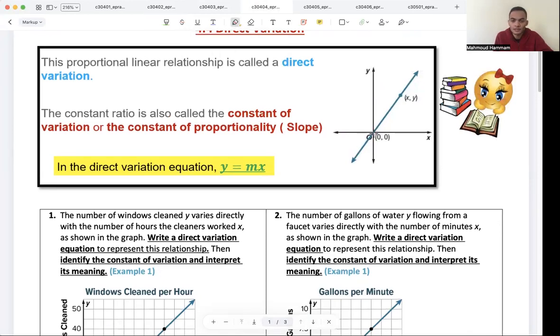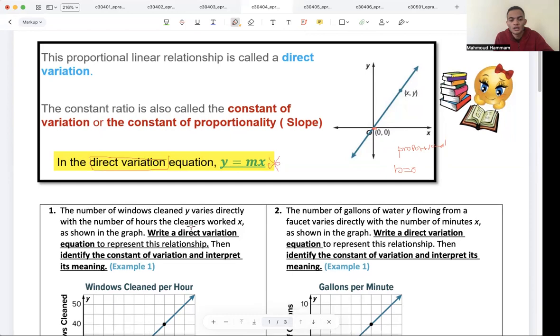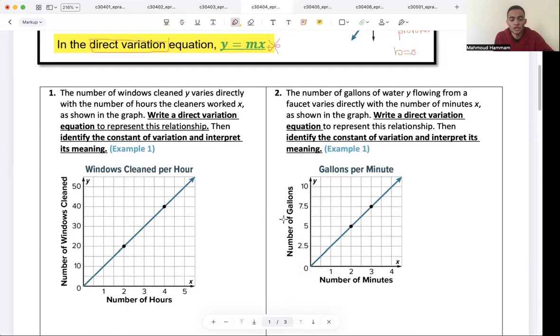Proportional. It is passing through the origin, correct? As long as it's passing through the origin, we can say this is proportional. In the proportional equations or graphs, b is equal to 0. The general equation is y equals mx plus b, but b is 0, so we do not write it. So in the direct variation equation, we don't have b.